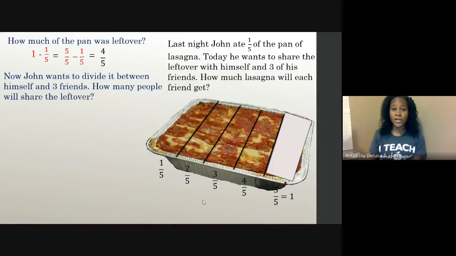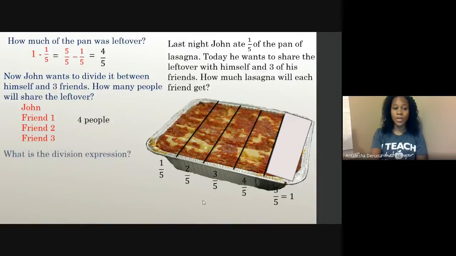So that brings us to our next question. John wants to divide the leftovers between himself and 3 of his friends. How many people will share the leftovers? So we have John, and we have 1, 2, 3 friends, 4 people, which brings us to our next question. What is a division expression that could model this situation?